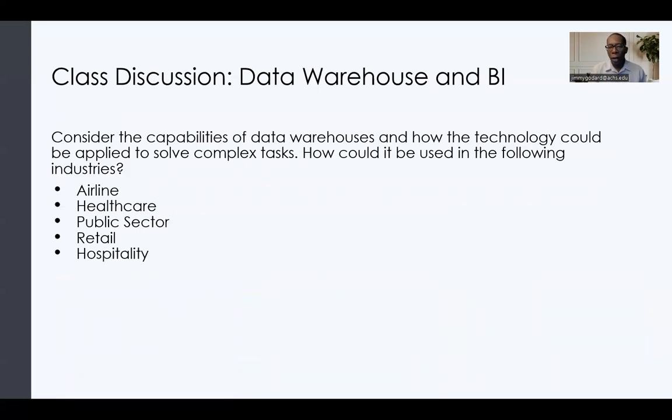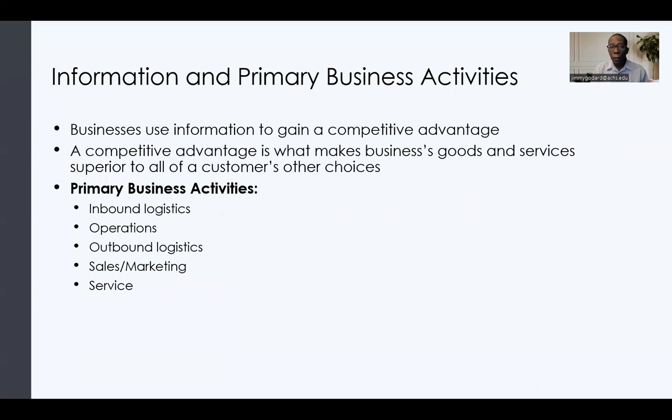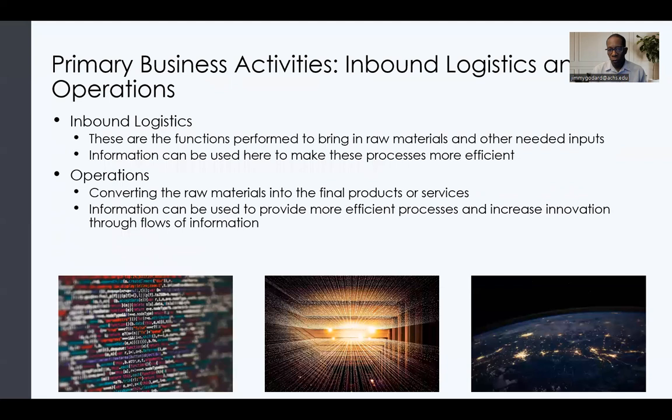Now, some of the users of data warehouse and BI that we can talk about are airline, healthcare, public sector, retail, hospitality. They all use information. They all use query to get their information. If you did not know it, now you know it. Now you have information in primary business activities for that kind of information, right? The primary business activities should be inbound logistics, operations, outbound logistics, sales and marketing, and service. And all these are pretty much well defined.